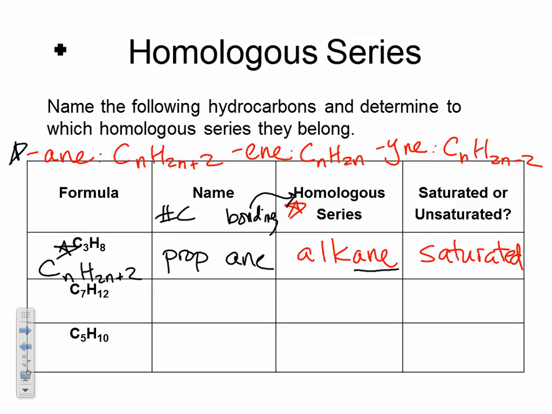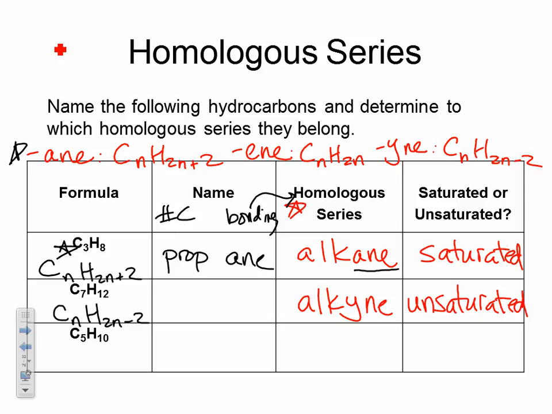So C7H12, see, it's got 7 carbons. So if I double that, that's 14. But that's not how many hydrogens I have. I actually have 2 less. So that means it's going to fit the CnH2n-2 pattern, which is an alkyne. Filling that in the homologous series. Now, alkynes are unsaturated. Only single bonds are saturated. An alkyne is a triple bond, so it's unsaturated.